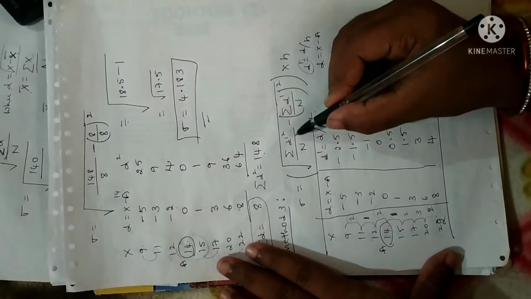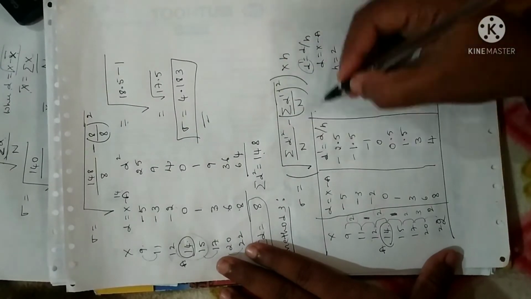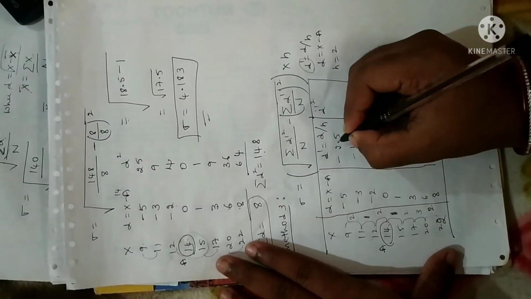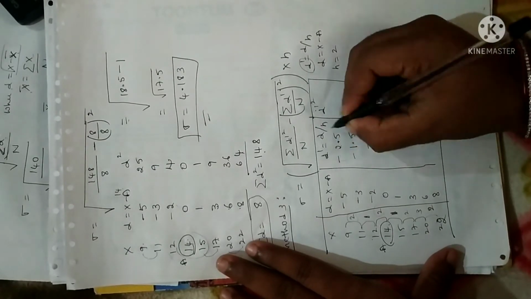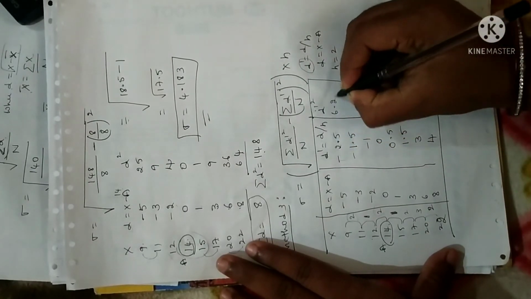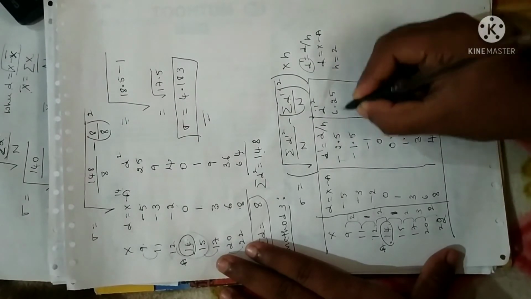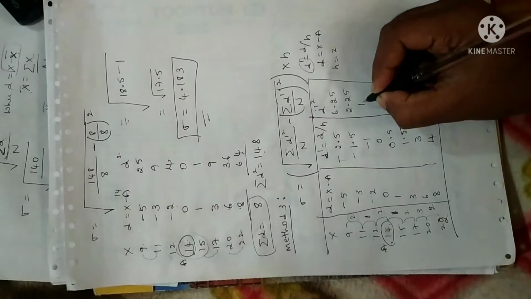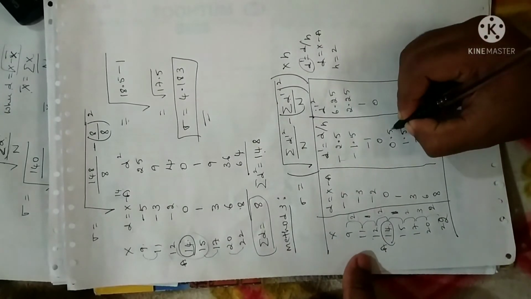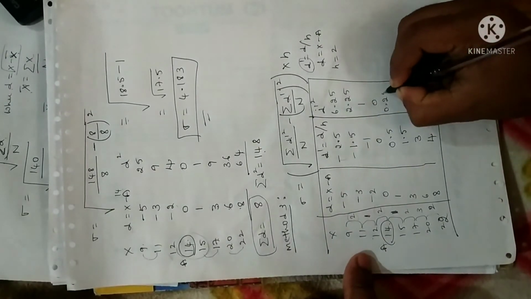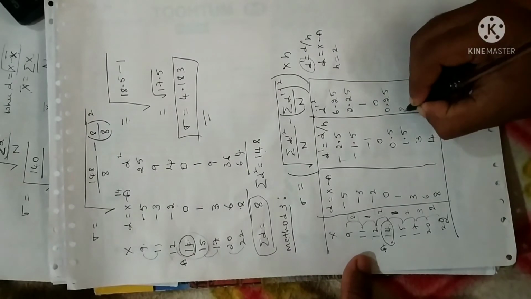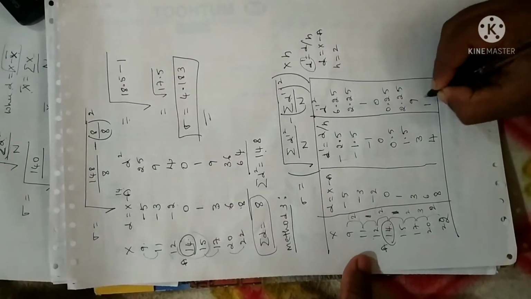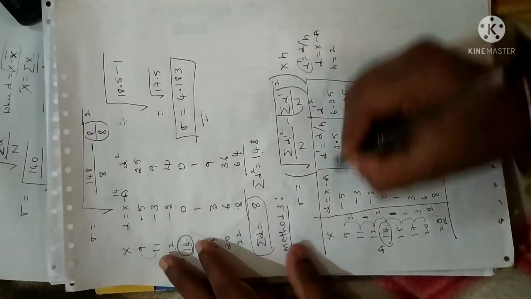Fine. Now what we require is d dash whole square. So you have to square the given values. D dash square, I am going to square it. Minus 2.5 whole square is 6.25. Minus 1.5 whole square is 2.25. Minus 1 whole square is plus 1. 0 square is 0. 0.5 whole square is 0.25. 1.5 whole square is 2.25. 3 square is 9. 4 square is 16. So d dash square I have obtained.